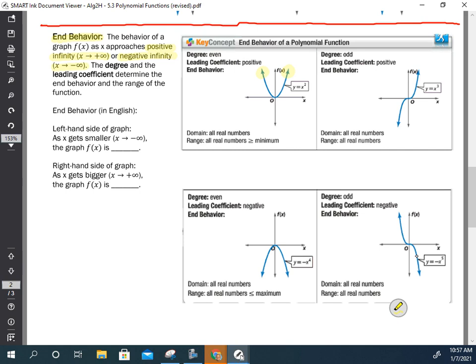So in English, this is what it means. If you look at the left-hand side of the graph, as x gets smaller, what is the graph doing? Is it going up? Is it going down? What is it doing? Then, when you look at the right-hand side of the graph, as x gets bigger, what is the graph doing? Is it going up, going down, so on and so forth?